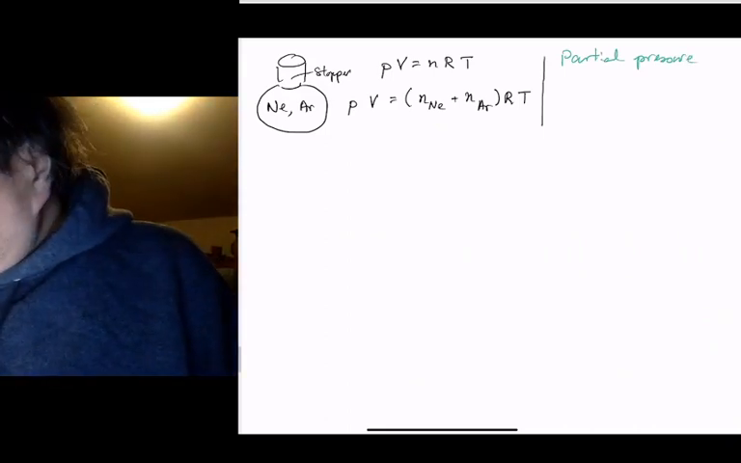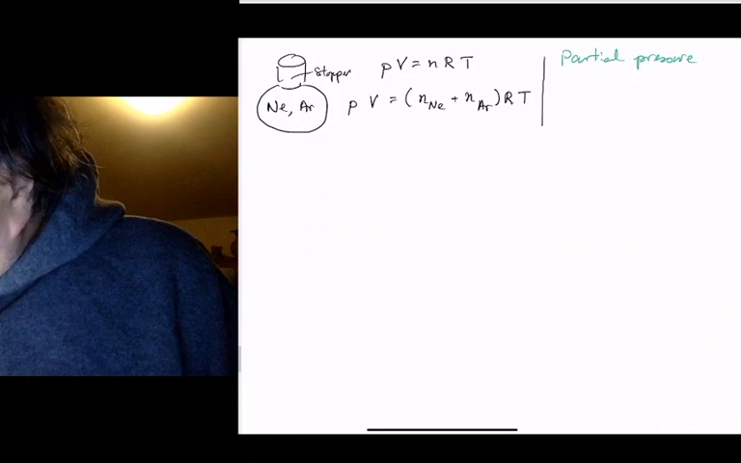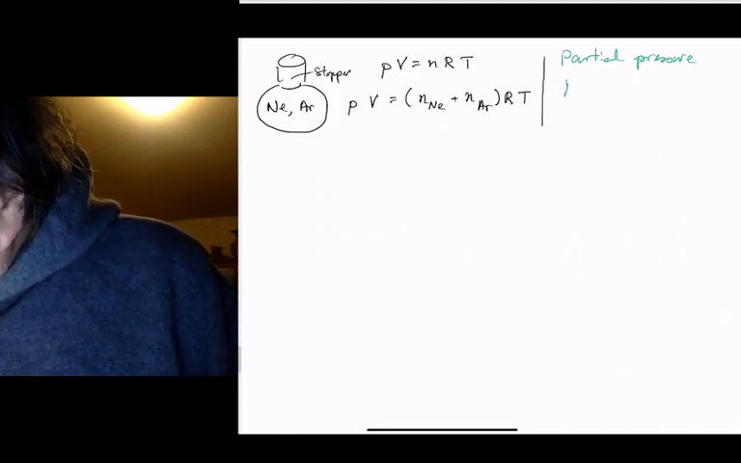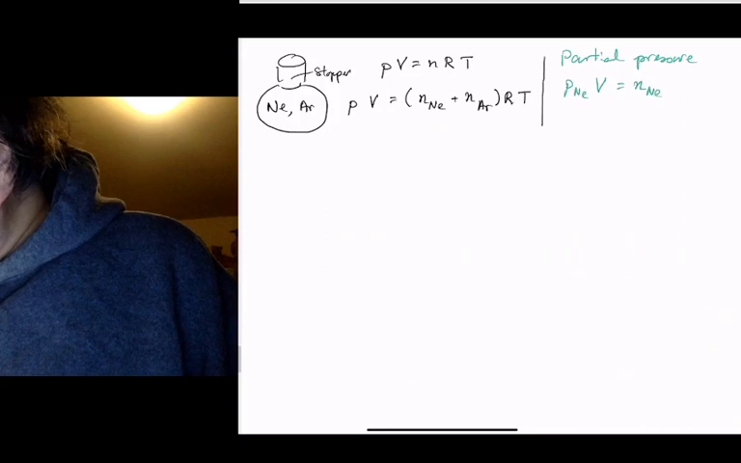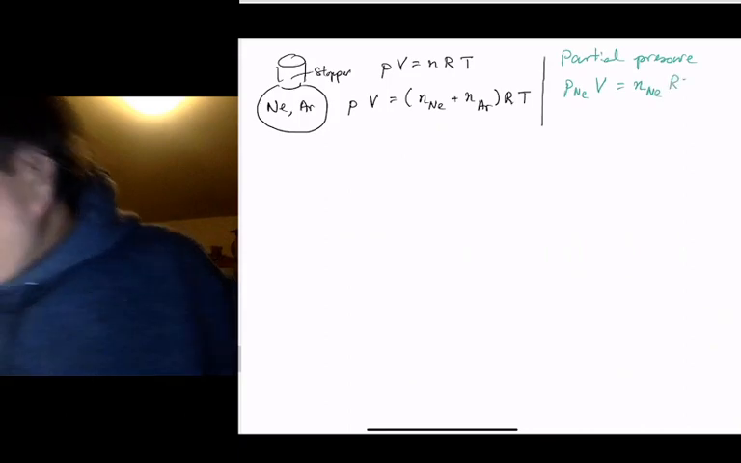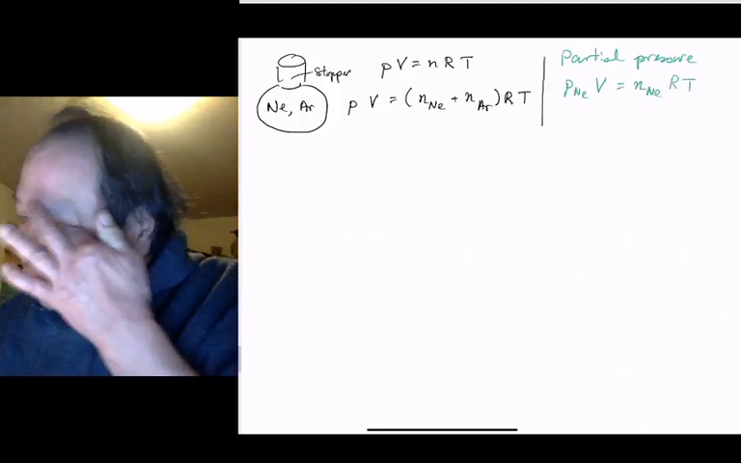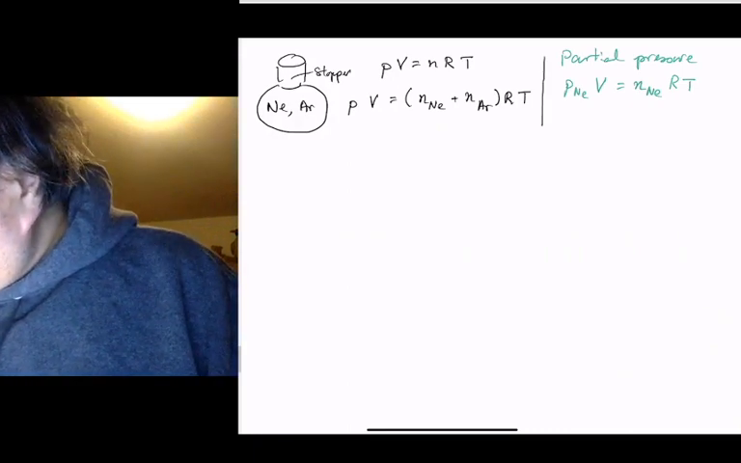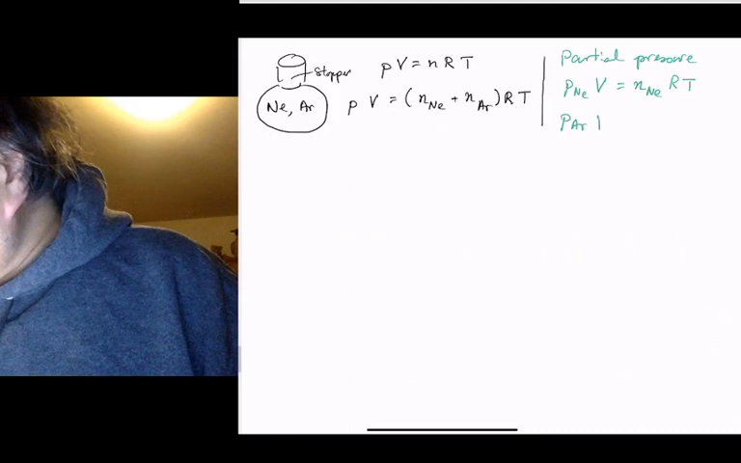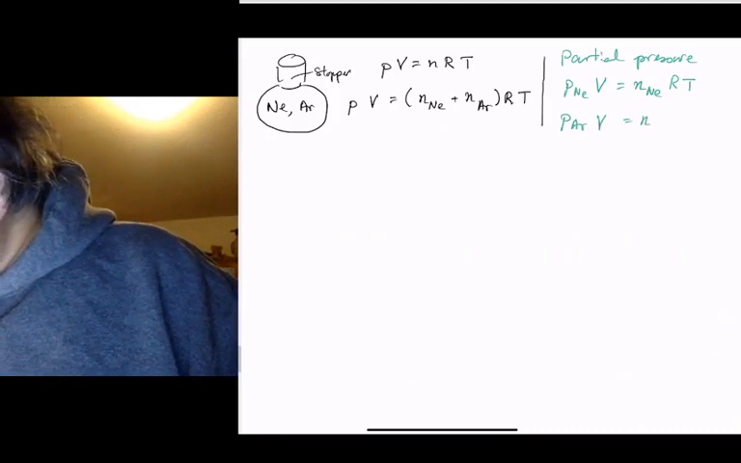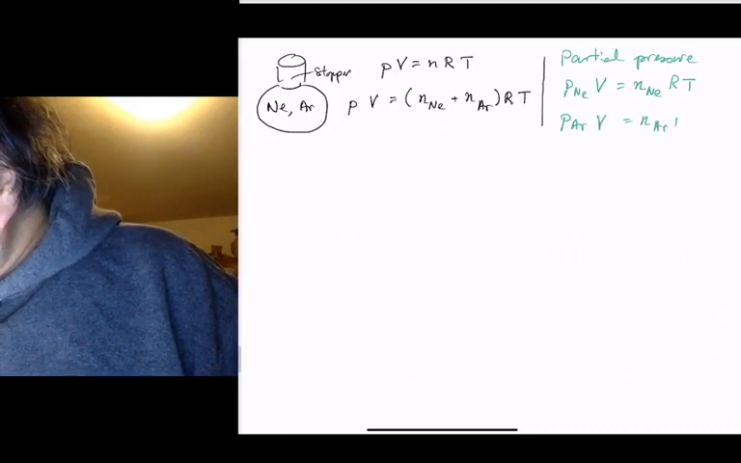The partial pressure of neon is defined so that, times volume, it equals the number of moles of neon times RT. So just take the number of moles of neon and you can get the partial pressure of neon. The partial pressure of argon times volume is equal to the number of moles of argon times RT.